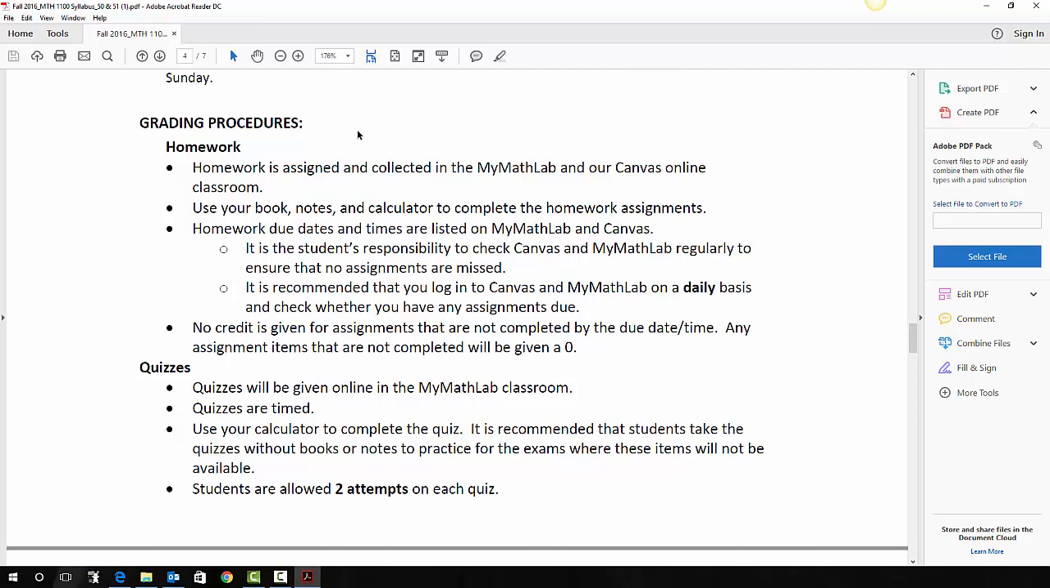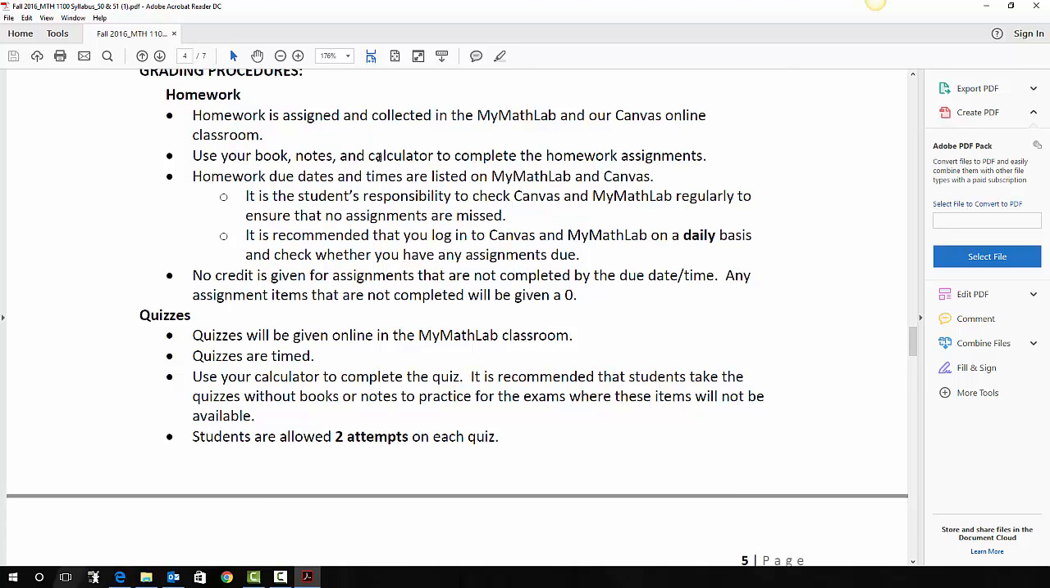So in here I've listed the grading procedures, which is probably the main information that you want to receive. So we're going to have homework assignments. These homework assignments will be assigned and collected in MyMathLab and Canvas as well. You can use your books, your notes, your calculator to complete homework. I won't read this to you word for word, but homework due dates, like I was saying, have a hard deadline. So if you don't submit the homework by that date, then it won't be counted. It'll be given a grade of 0, and then you can just move on to the next assignments.